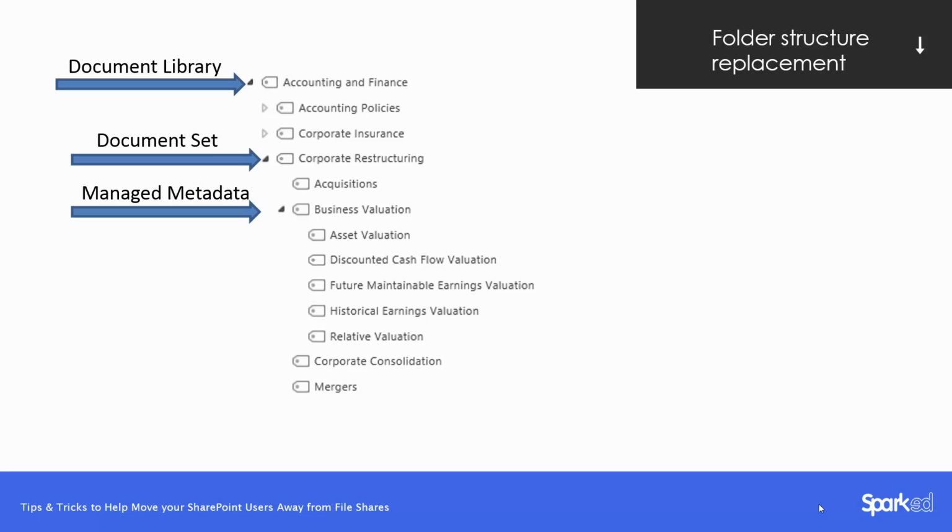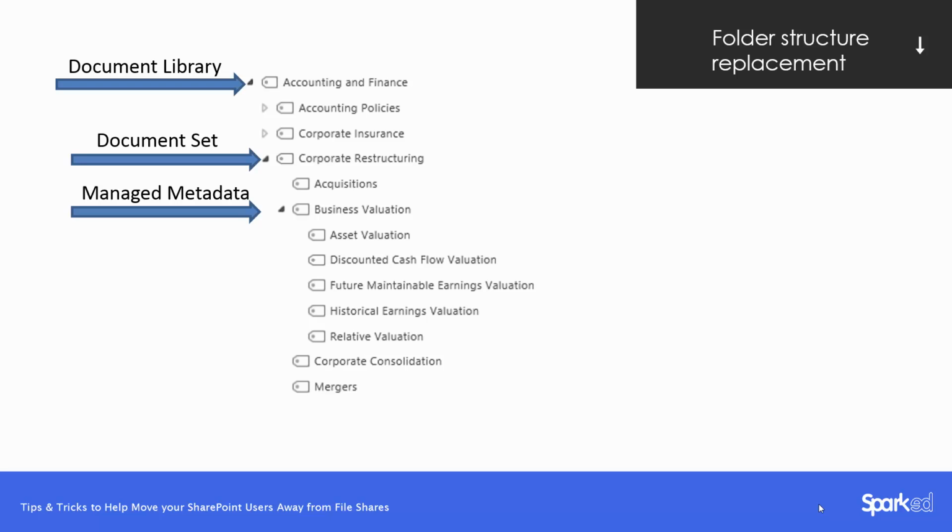So let's say I was talking with the accounting and finance department. What did I do? I created a document set for the whole first level, right? You see accounting policies, corporate insurance, corporate restructuring. Those are all document sets. Then I created a column called category, and that category, as a managed metadata column, I attached to the taxonomy of accounting and finance. This is the example you see here.